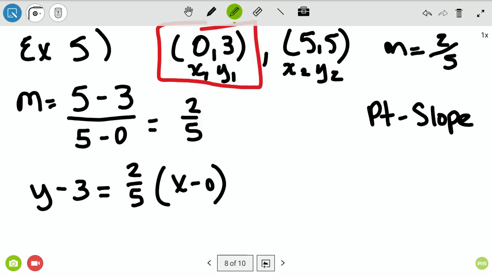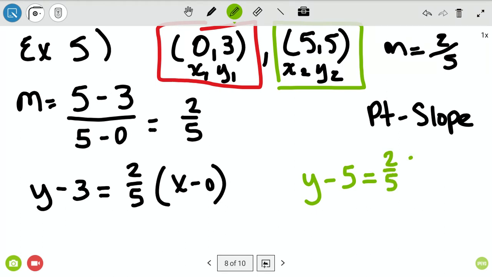If you wanted to write it using the other point, let's do that in a different color here. If we want to use this point, okay, we would write it as y minus my y2, which is 5, equals my slope, x minus my x here, which is 5. Okay, and that's point slope form.